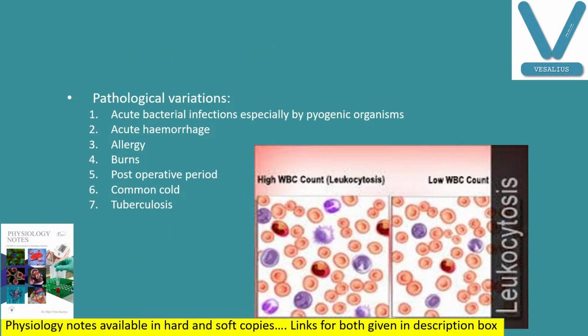Now, what are the pathological causes of leukocytosis, an increase in the WBC count? Number one is acute bacterial infection. Pyogenic, meaning pus-forming organisms, increase the WBC count. Acute hemorrhage also increases the WBC count. You can see here a smear showing a high count. In allergic conditions, particularly eosinophils and basophils are increased. In burns the count also increases. After operation, in the post-operative period, common cold, viral infection and tuberculosis also increase the count.